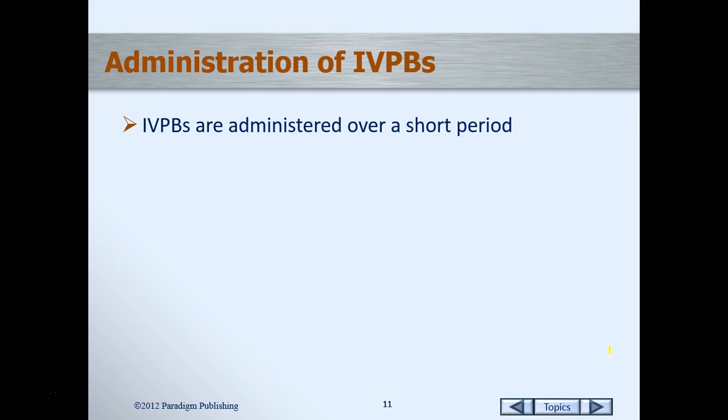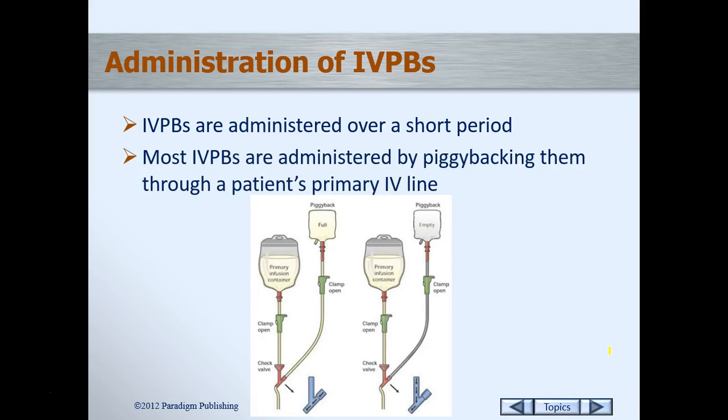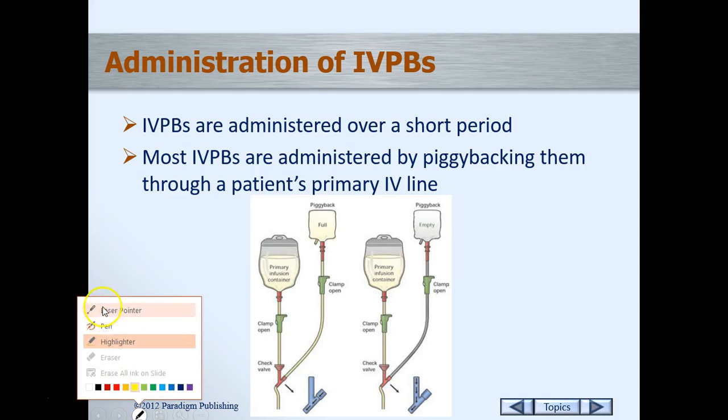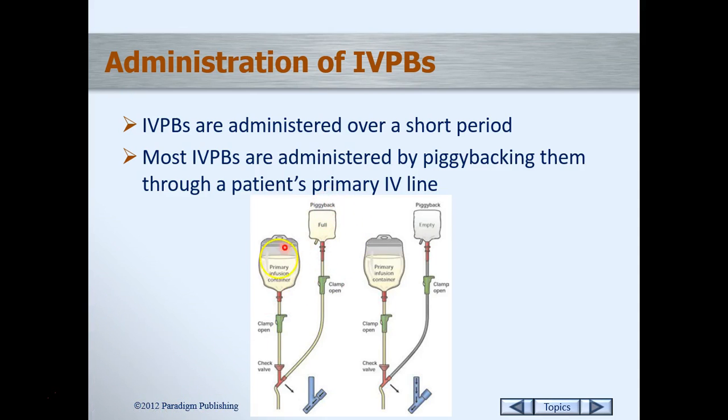Administration of an IV piggyback, they're administered over a short period of time. That's intermittent. Most of the IV piggybacks are administered by piggybacking them onto the primary line. So here is an illustration of a piggyback. So this first diagram here, you've got your primary infusion running through your primary line.